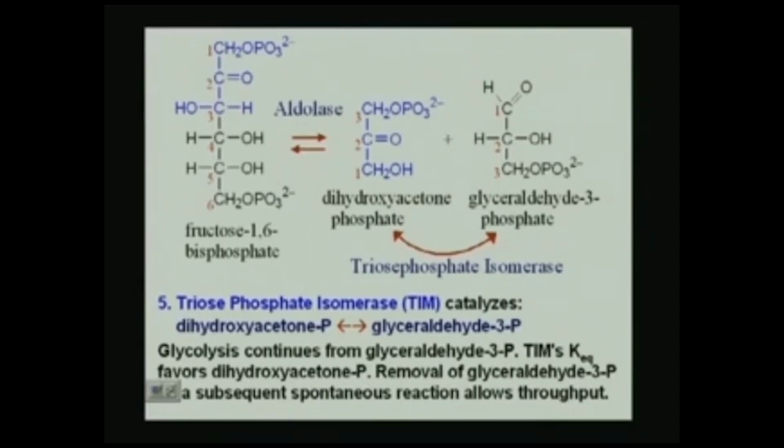I'll repeat that once more. We have the enzyme triose phosphate isomerase. The equilibrium constant of triose phosphate isomerase is such that it favors dihydroxyacetone phosphate. Okay? When you have an equilibrium, your equilibrium either shifts to the left or the right, to the reactants or the products. In this case, dihydroxyacetone phosphate is preferred based on its equilibrium constant.